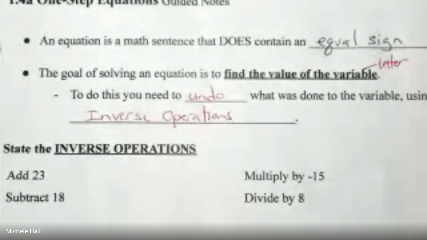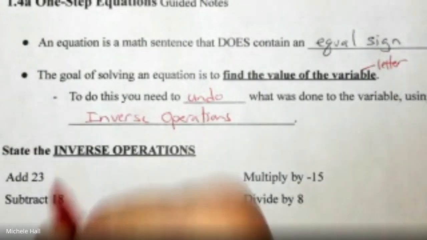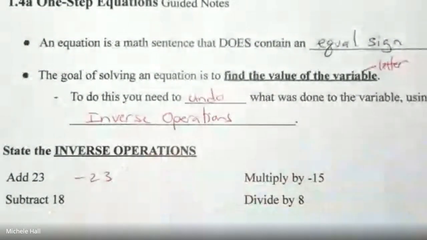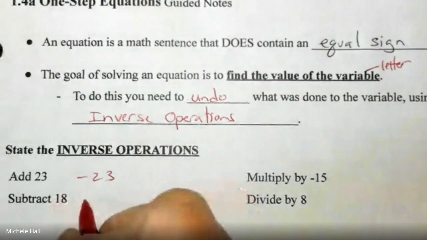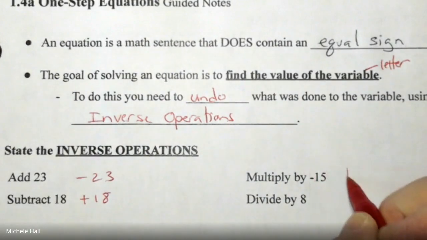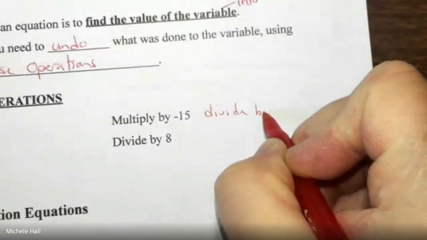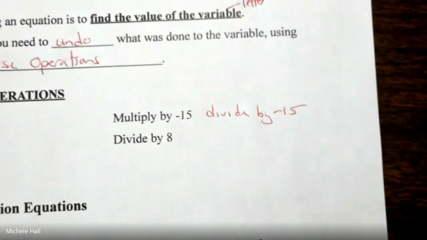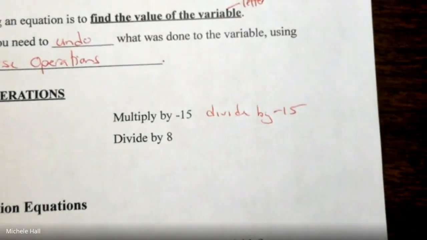What's the inverse operation to add 3? Subtract 3. What about the inverse operation for subtract 18? Add 18. Notice how you do the opposite sign when it's adding and subtracting. What about the inverse operation for multiplying by negative 15? What's the opposite of multiplying by negative 15? Dividing by negative 15. If it's being multiplied by negative 15, I divide by negative 15.